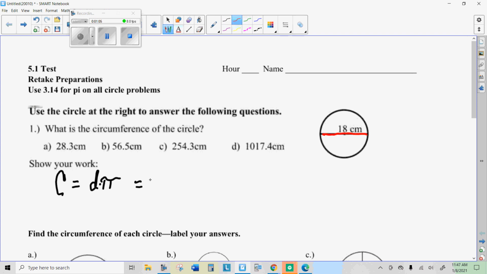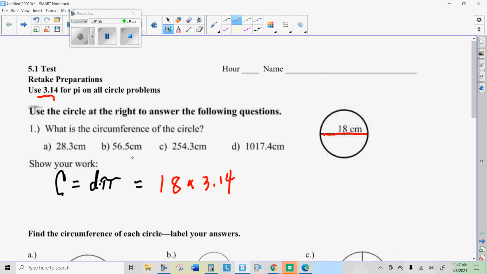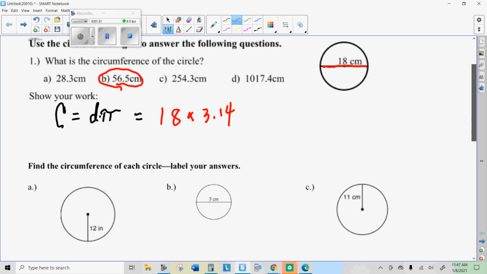Okay, so we're going to do 18 times pi, and the directions say use 3.14 for pi. So we're going to do 18 times 3.14, and we can see that that equals 56.52. So I'm going to circle this one. It looks like they rounded to the nearest tenth in these answers, but that would be correct for that one.